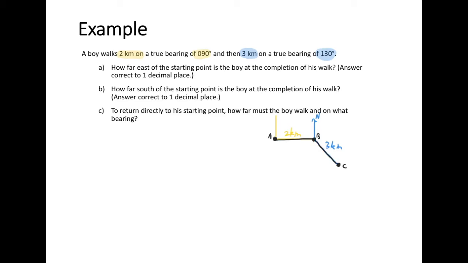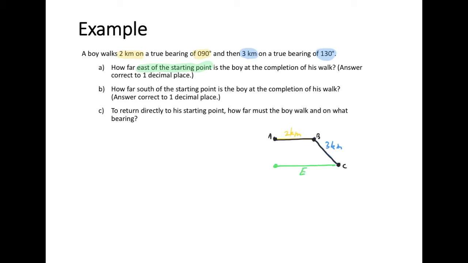So now that we have that walking path, we can go ahead and calculate answers for A, B, and C. So for part A, we want to calculate how far east from the starting point the boy is at the end of his walk. So how far east that is going to be. His starting point was at point A and ended up at point C. So the east direction is from point A to point C in a horizontal line. So we brought our point A down, and that is going to be how far east the boy has walked.